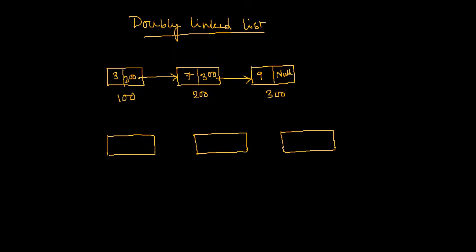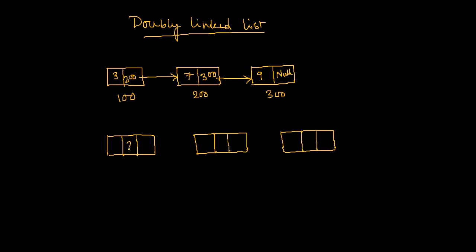In a doubly linked list, instead of having the two locations present in a singly linked list, we have 3 locations. The middle one is the data part, and the left one and right one both contain an address. The right one points to the address of the next node, and the left one points to the address of the previous node. It's something like this. For each and every node, it will be something like this.